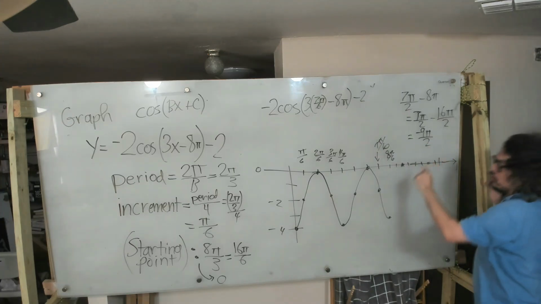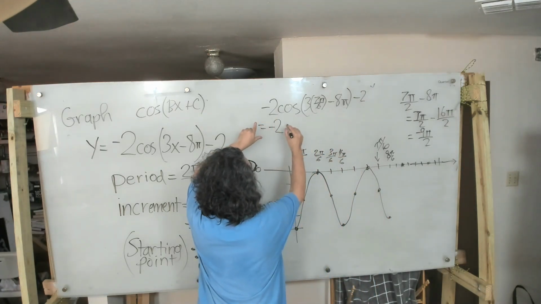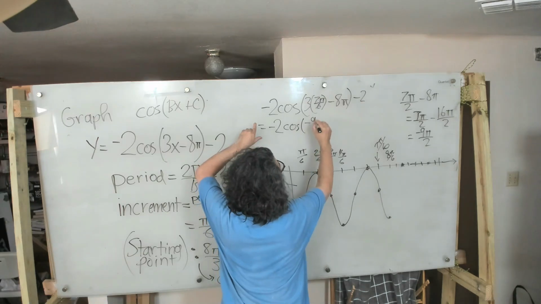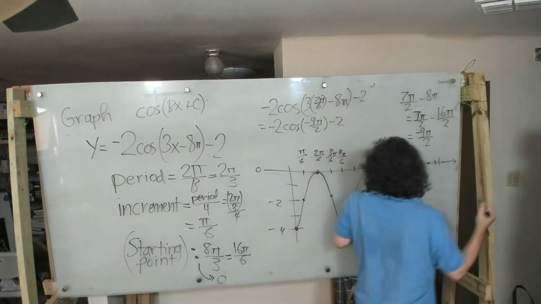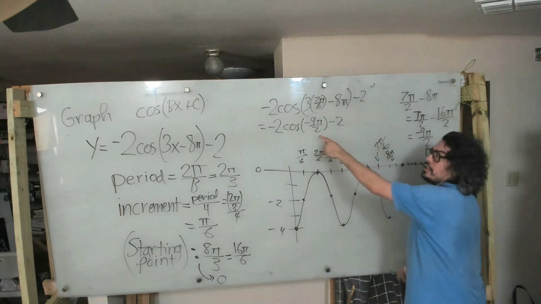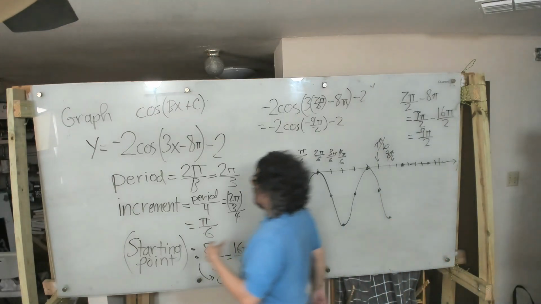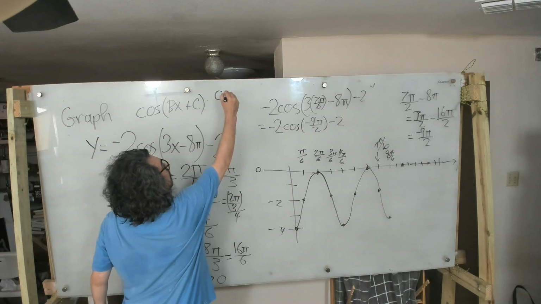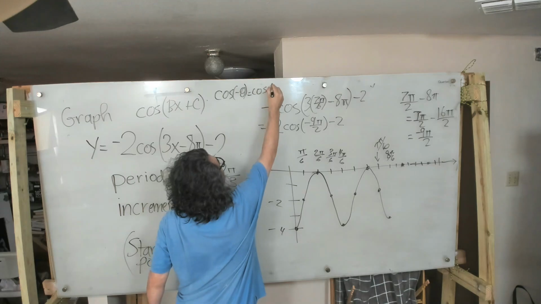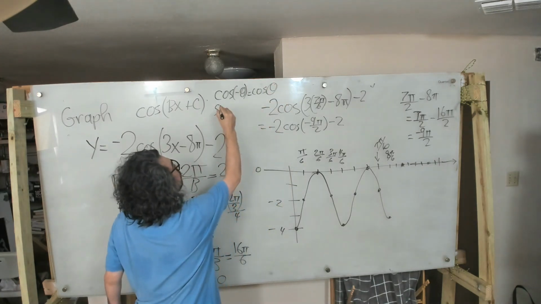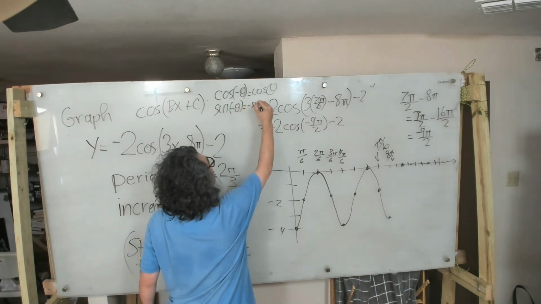Okay? So we can rewrite this as negative 2 cosine of negative 9 pi over 2, minus 2. Now, we can say, if we want, that this is just cosine of positive 9 pi over 2, if we know the even-odd identities, that is to say, the cosine of negative theta equals cosine of theta. And alternatively, just for completeness, we know that the sine of negative theta would be negative sine theta. Okay?